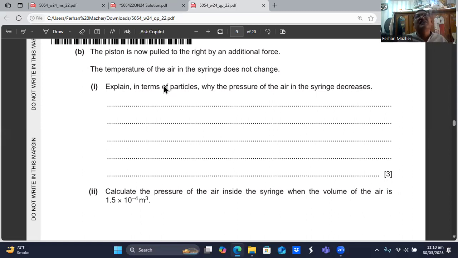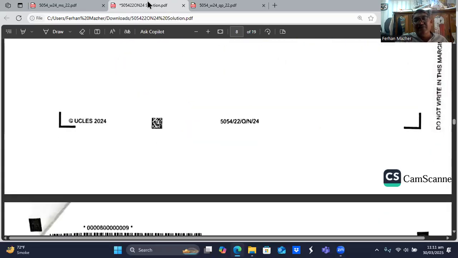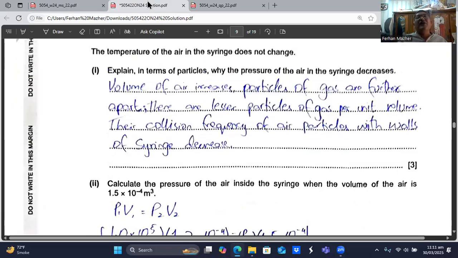So now, due to that decrease in the frequency of the collision, what will happen? The force which will be exerted per unit area will decrease. The particles have to move a larger distance to collide with the walls of that container. So let's see what my student writes. Okay, so the volume of air increases. So the particles of the gas are further apart. There are lesser particles of gas per unit volume.